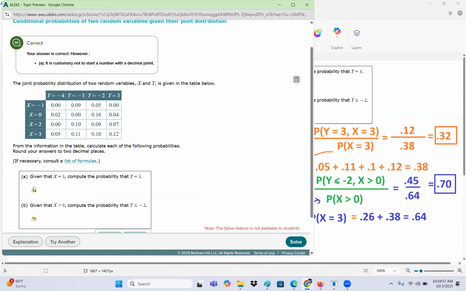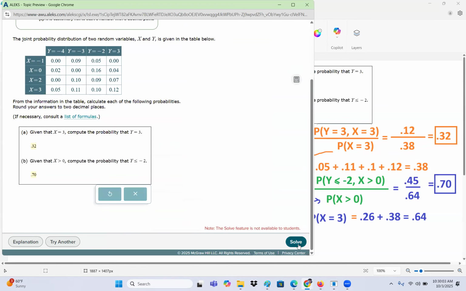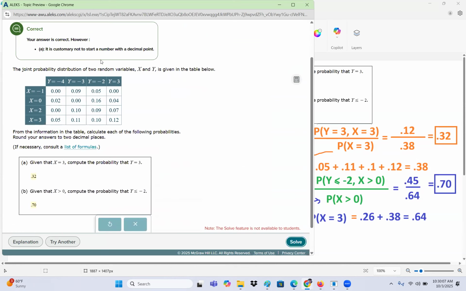We might start with a decimal point. Let's look again: we might start with 0.32. It's definitely going to be the same thing as the final answer.